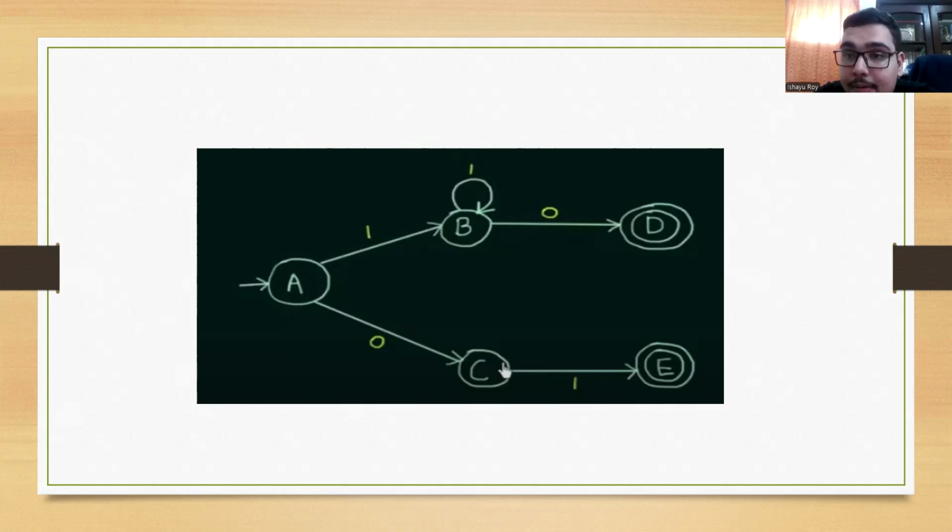Now coming to the ABD branch. If the first input is 1, you move on to B, and if you encounter any number of 1s, you just stay on B itself, that is, it's a self transition. Then on encountering a 0, you move on to D, which is the final state element, so the string gets accepted. So the finite automata recognizes the string 0, 1, or else a string which has at least one binary digit 1 and ends with 1, 0. That's all about finite automata in general.